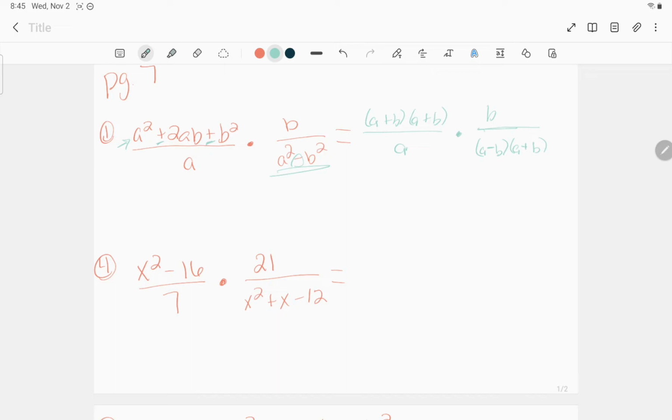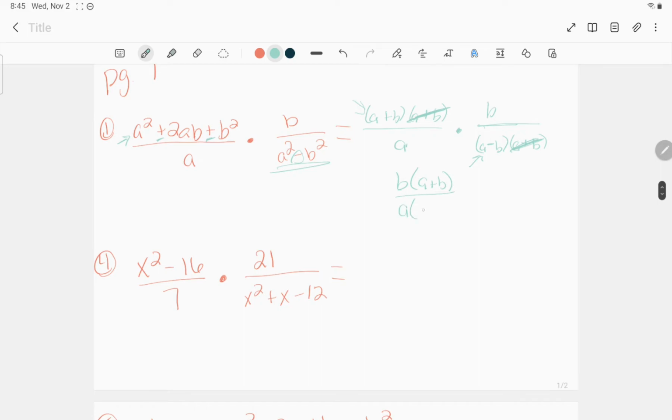Okay, so from here I can cancel. I have an a plus b on the top and an a plus b on the bottom, and that's all that I have that will cancel. A minus b and a plus b do not cancel because the signs are different. The letters are the same, but the signs are different, so they are not the same. They cannot cancel. So my final answer is going to be b times parentheses a plus b, over a times parentheses a minus b. Final answer.